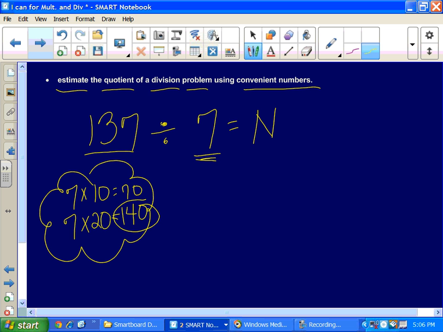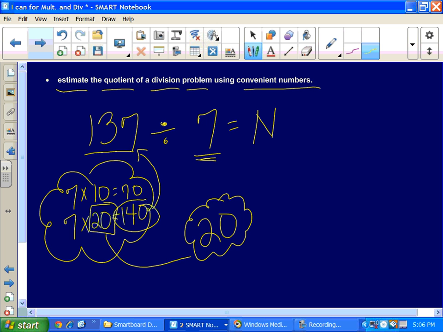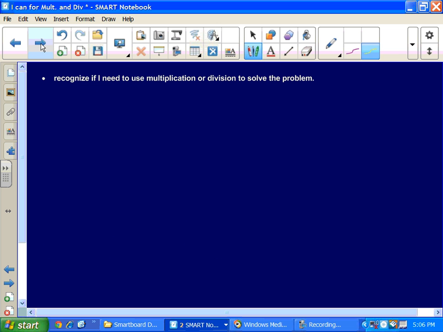Well, 140 is very close to my actual number of 137. So a good estimate for 137 divided by 7 would be, how many groups of 7 did we make? So 20 would be my good estimate, because I can get about 20 sevens from 137. Okay, let's keep right on moving.